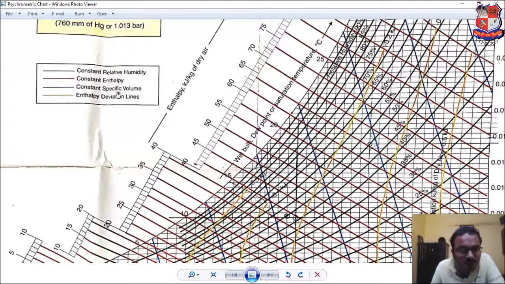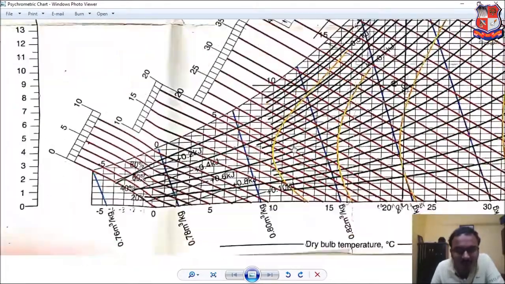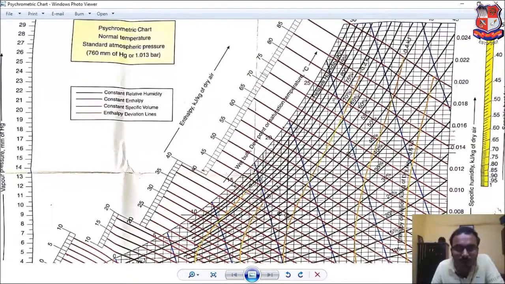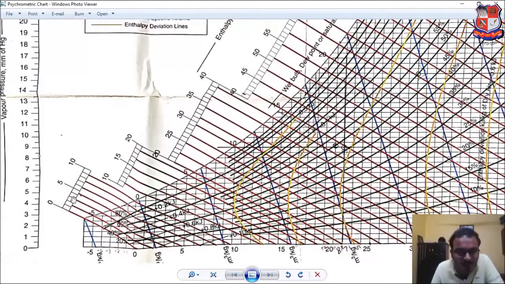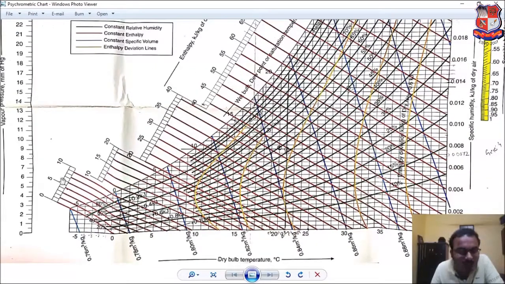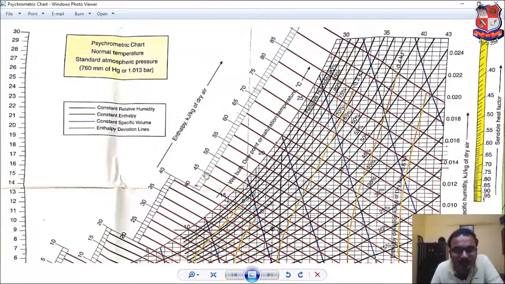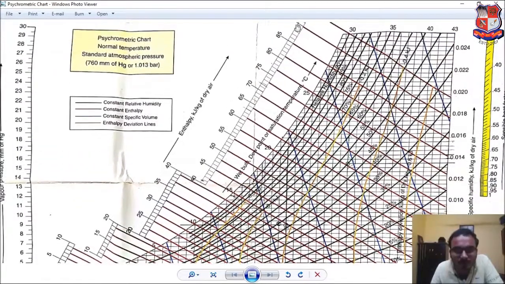Then we have constant enthalpy lines. Constant enthalpy lines are also obtained through these red inclined lines. However, the value of enthalpy will be obtained through these numbers or this scale. You can see we are having a different scale for enthalpy and different values for wet bulb temperature. So through this single curve we can also obtain the values of enthalpy, which vary from 0 to 10, then 10 to 20. So it is increasing in this way.